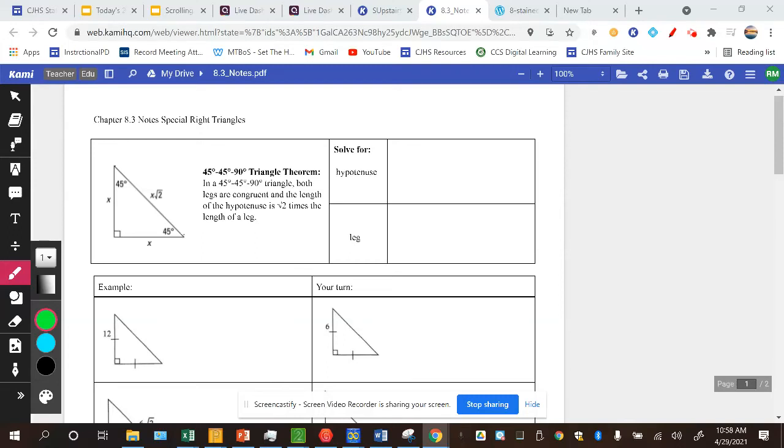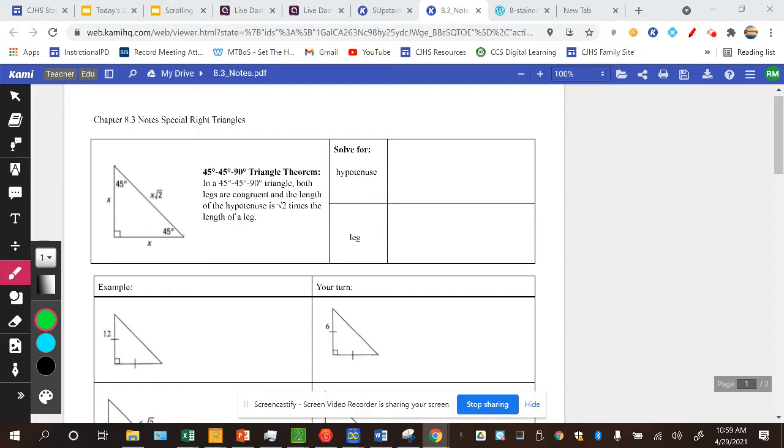Chapter 8.3 notes, special right triangles. We're starting with the 45, 45, 90. What makes these right triangles so special is the fact that we only need one side length to figure out all the side lengths. Does that make sense?